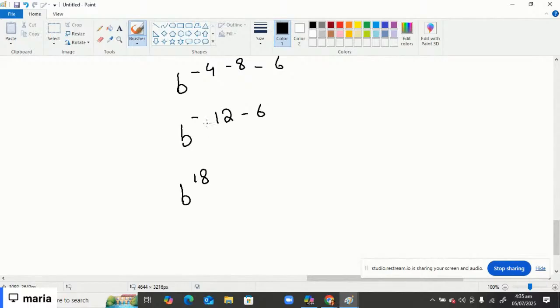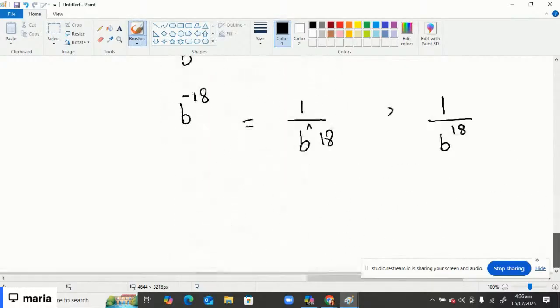So this is minus 18. Now they are saying to write your answer with a positive exponent. So what we do is put it down: 1 over b power 18. When you move down, the signs are changed. When you move up, signs are also changed. This is the way you need to memorize this part. Okay, in this way we solve it.